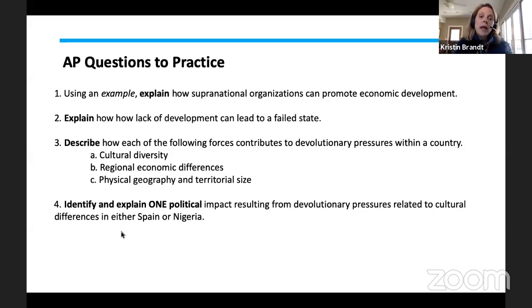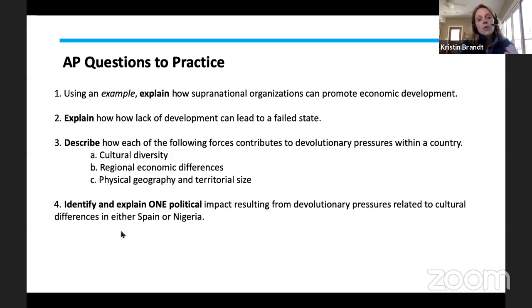Number 2, explain how lack of development can lead to a failed state. At the end of the day, when we start talking about development, the first thing is you're going to touch on probably finances. It's difficult for a state to progress if you don't have money to invest. Go back to Human Development Index. If you do not have money to invest in healthcare, education, infrastructure, that lack of development makes it really difficult then to progress and move forward if you're not able to invest in those things.